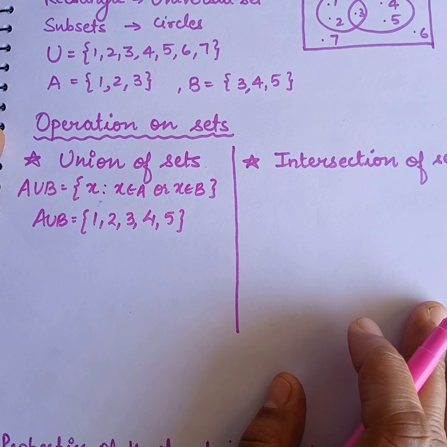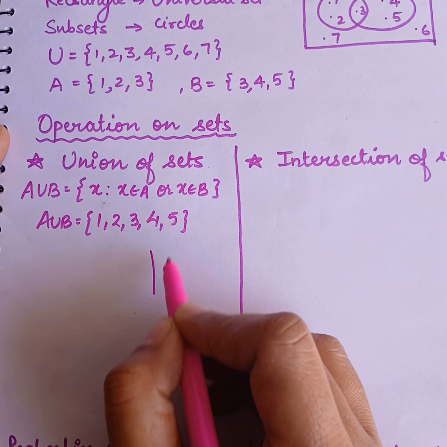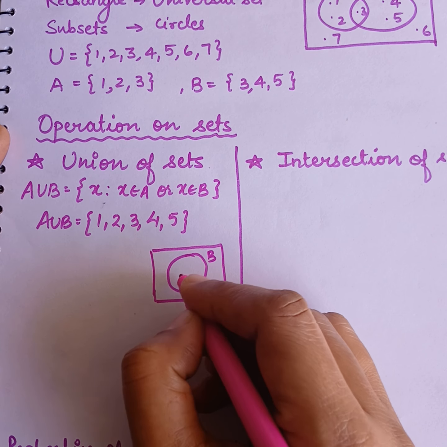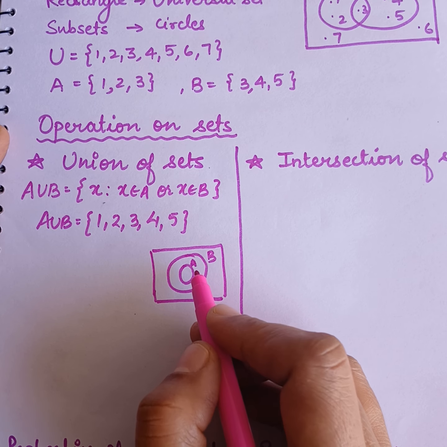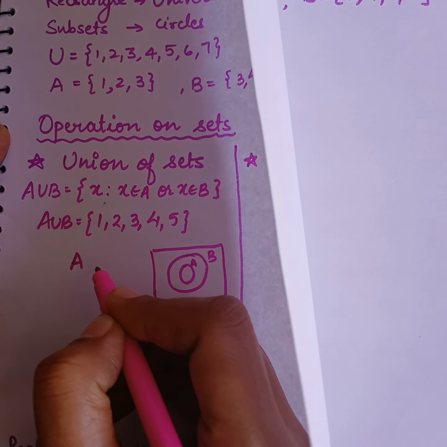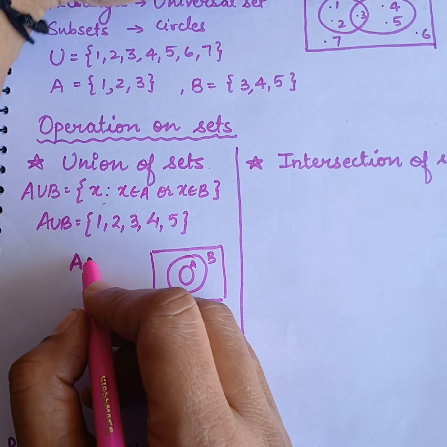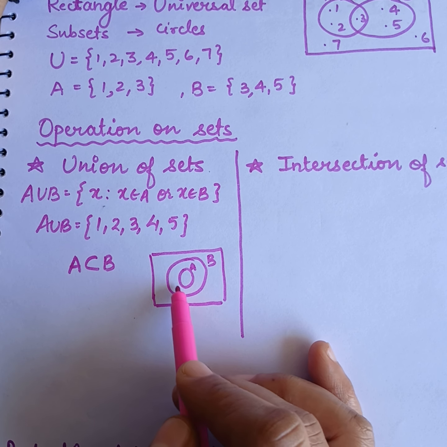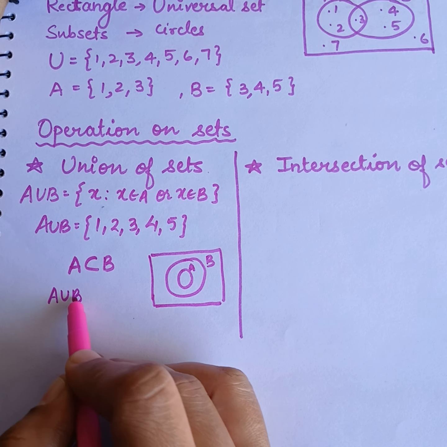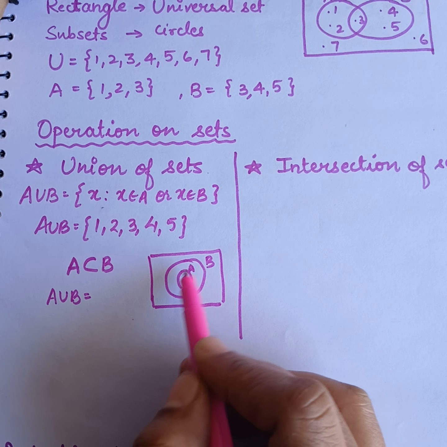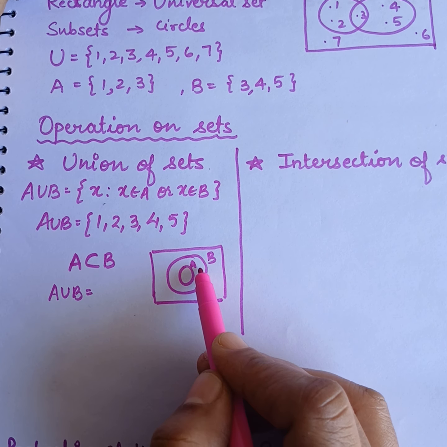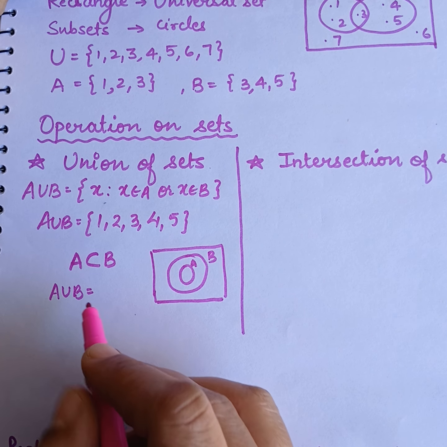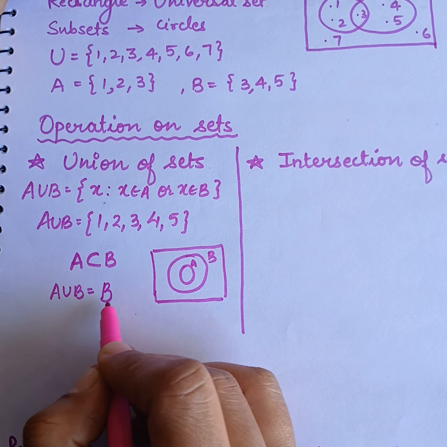Now for A union B, if I have two sets, this is the bigger set B and this is the smaller set A. You can see that A is contained in B. B is the bigger set and A is the smaller set. A union B means all the elements which are there in A as well as in B. Whatever elements are there in A are already there in B because B is the bigger set. So A union B will be B here.